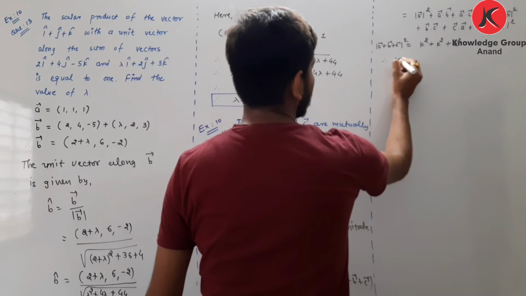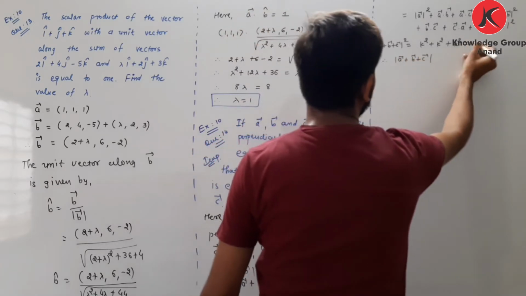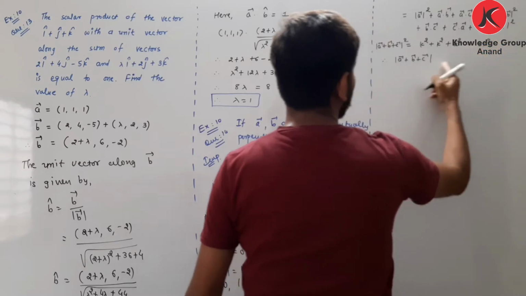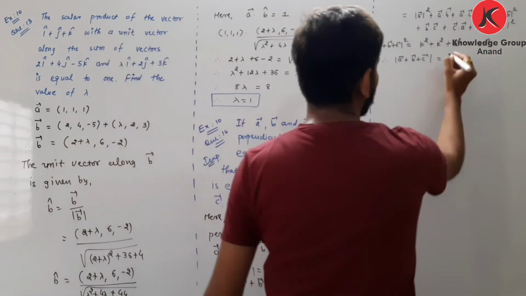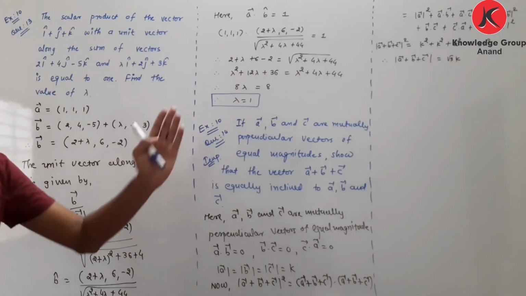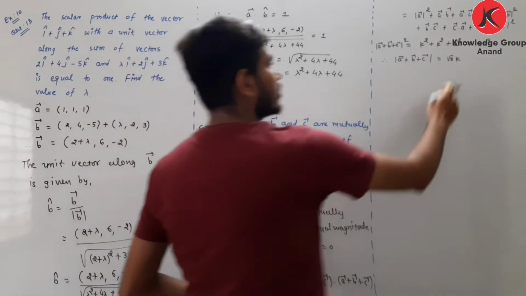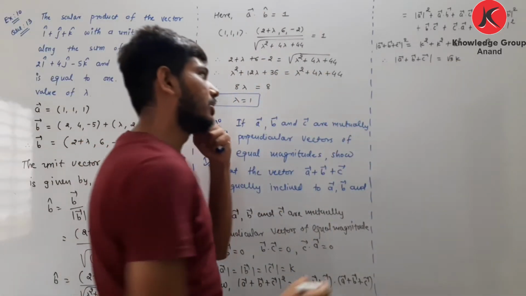Therefore, we get the magnitude of A bar plus B bar plus C bar whole square equals 3K square. Taking the square root on both sides, we get the magnitude of vector A bar plus B bar plus C bar equals root 3 K here. So we have obtained the magnitude.